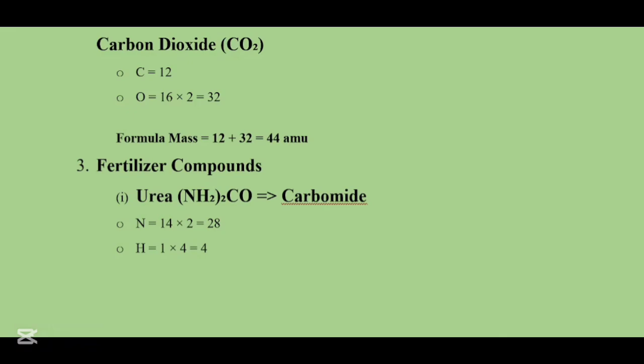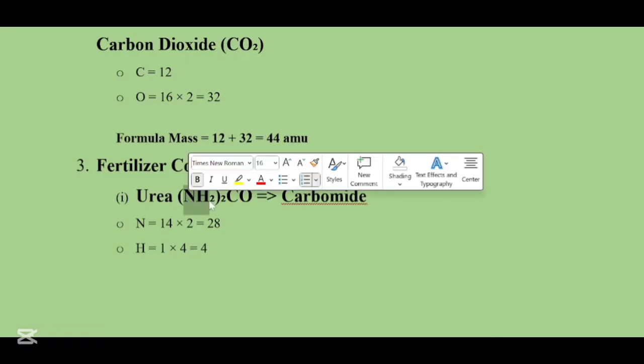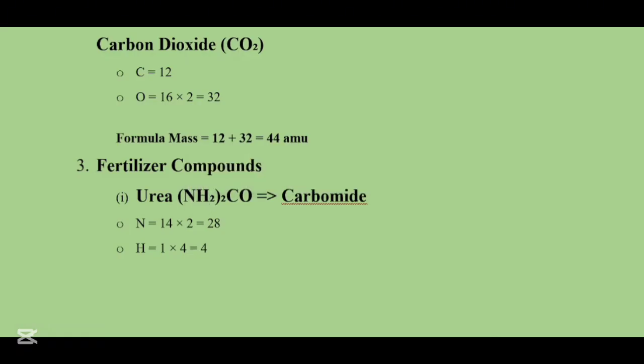Another example is fertilizer compounds. We have urea. Urea is also known as carbamide. This is the molecular formula of urea. It is (NH2)2CO. This means that it has hydrogen, nitrogen, carbon, and oxygen in its formula.